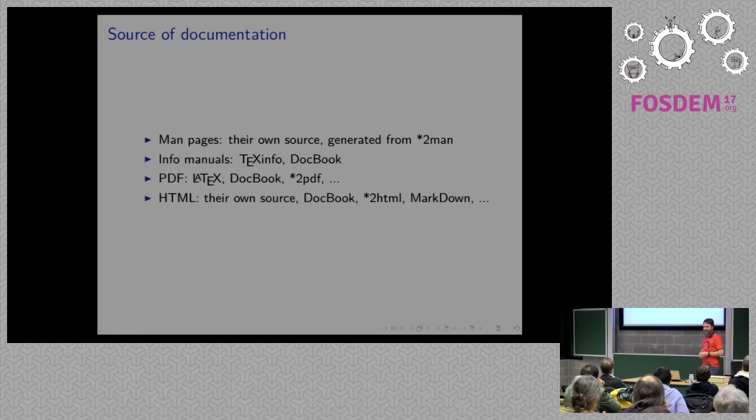Documentation, man pages, when you write a man page, it's mostly its own source. But you can also have it auto-generated. For example, with Perl, you have pod2man. Programs like DocBook or Pandoc can translate from one format to another. Info manuals are usually written in Texinfo, or they're also produced by DocBook. PDFs, nobody writes PDFs from scratch, you always use something else. HTML, that's another case where it can be its own source or it's generated by something else. And even if you write it yourself, then maybe it pulls in CSS files or other things.